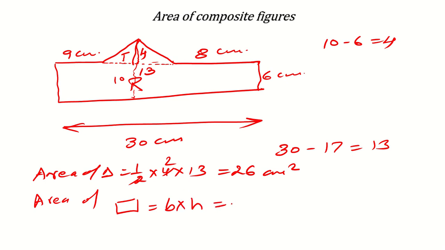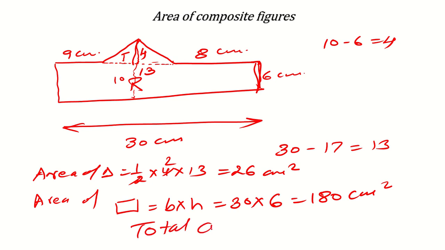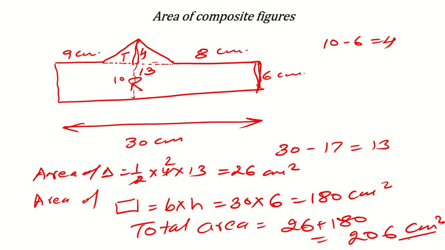So length is 30 if you see total. And what is the width? Width here is 6. So multiply by 6, it will be 180 centimeter square. So total area is equal to what? 26 plus 180 means it will be 206 centimeter square, like that.